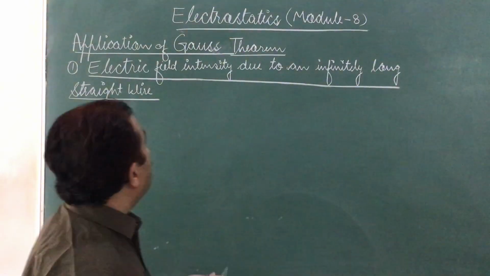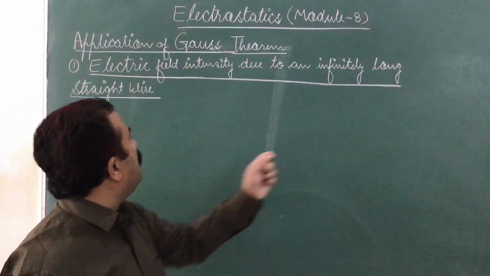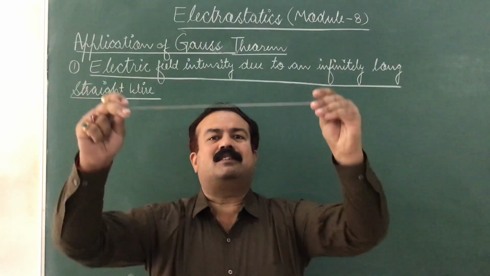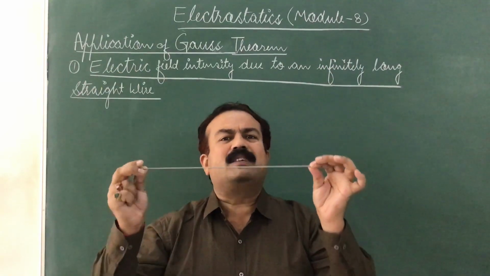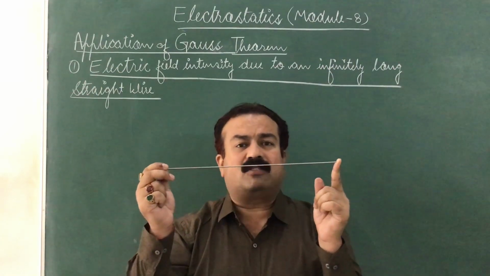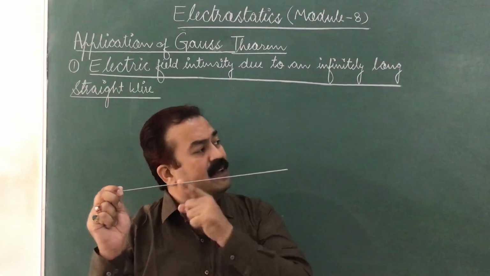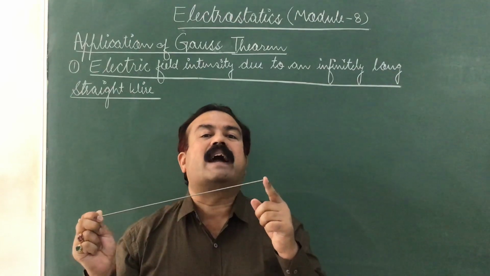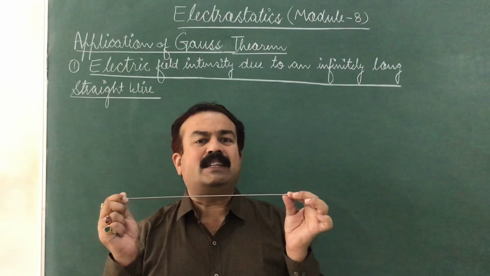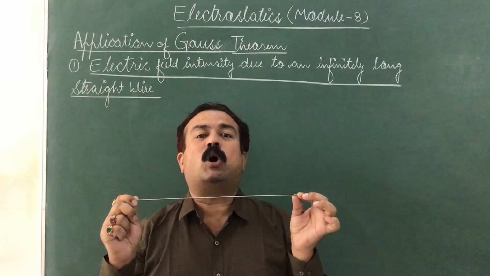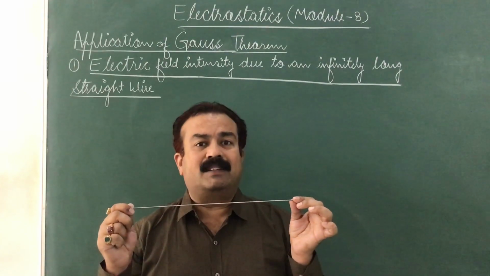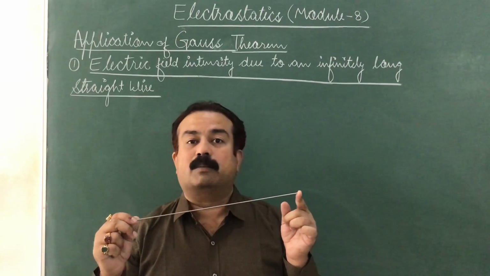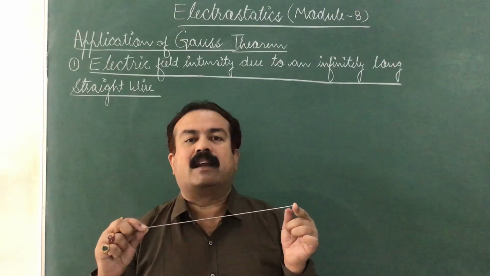So as the topic is an infinitely long straight wire, as I have taken here, this is a straight wire. Just consider this is an infinitely long straight wire which has length up to infinity, but the area of cross section is negligible. It means we will pay attention on its length only. We have already considered that the area of cross section is negligible. I am not saying 0, but it is negligible.